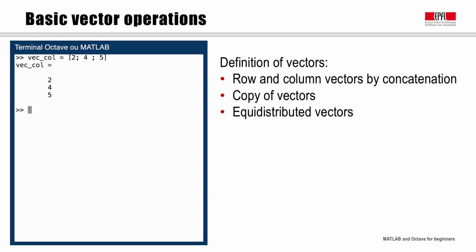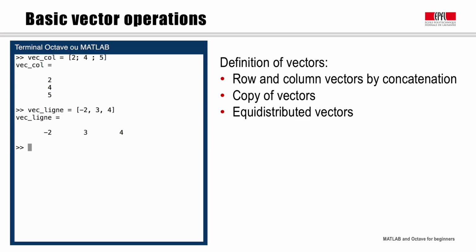I can also do a row vector. So the syntax is very similar. I type vec_ligne, which in French means row, equal to brackets. And now instead of a semicolon, I have to use a space, or, this is new, a comma. The two things are exactly the same. So -2, 3, 4, I close the brackets, and then I have my row vector.